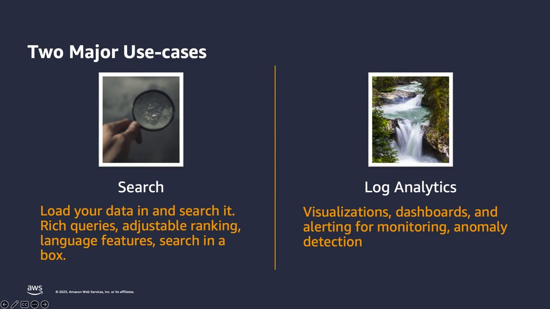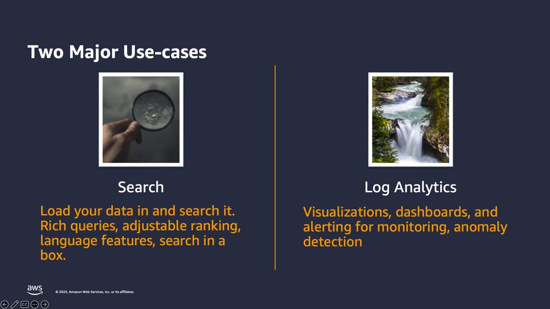Customers today use OpenSearch in 2 major use cases. The first use case is what we call a search use case. This is where you have documents, products, other entities, or a repository that you would like to index and search. It has support for different complex queries, different ranking of your queries, sorting, and so much more.